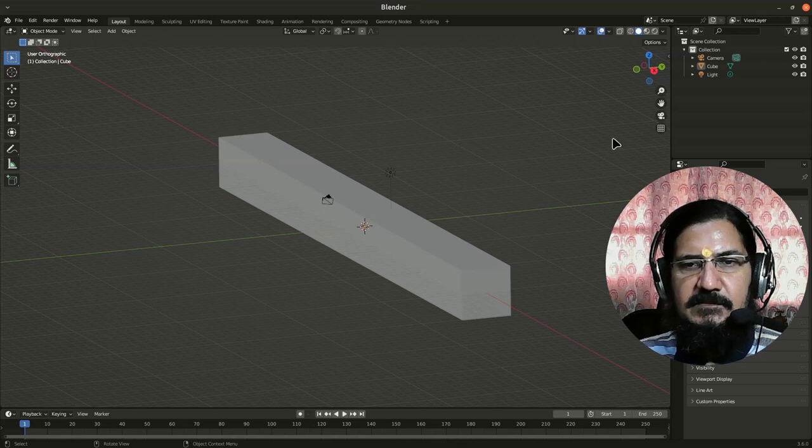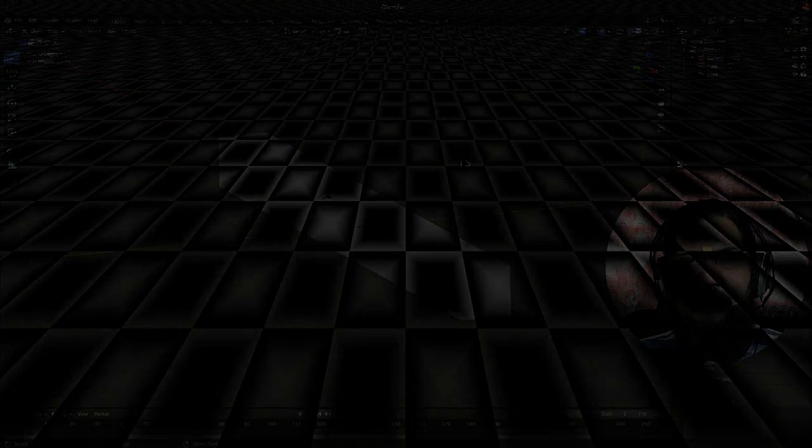So this is the concept of perspective and orthographic view. While we are working, we will be utilizing these views. There are a few more views which I'll be talking about in the next video.